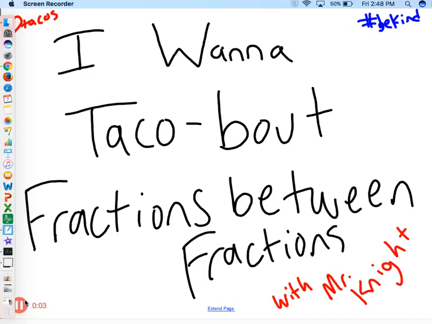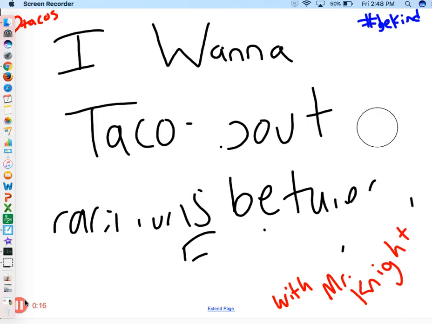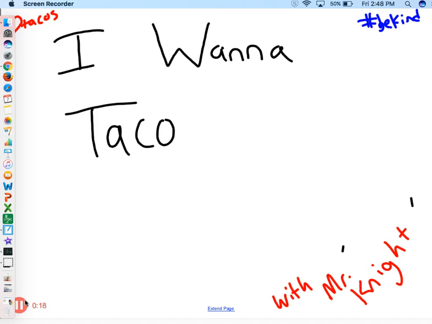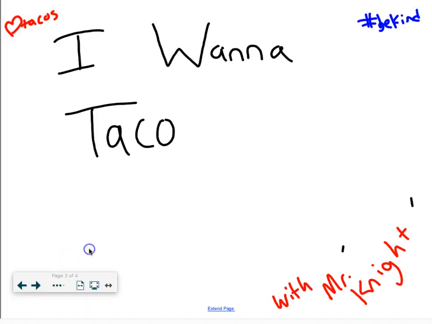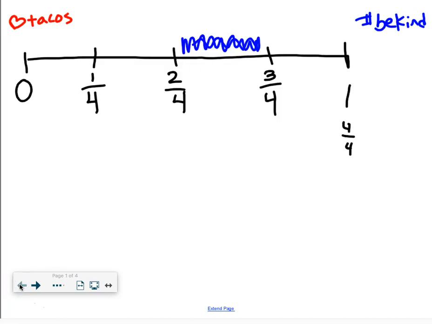I want to talk about fractions between fractions with Mr. Knight. So we're going to talk about finding fractions between fractions. So you might come to a situation, how do I turn the page? There we go. Where, let's take a look at this number line.